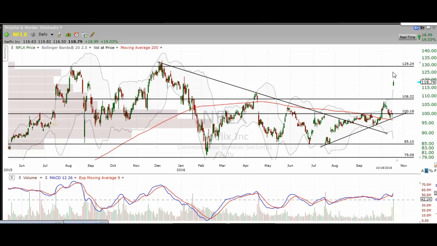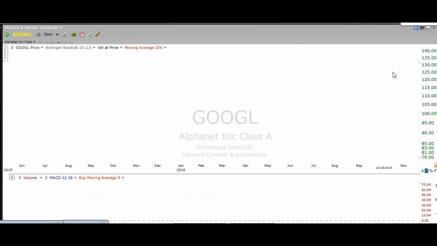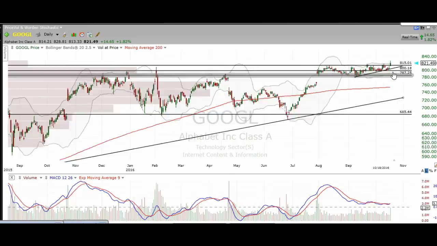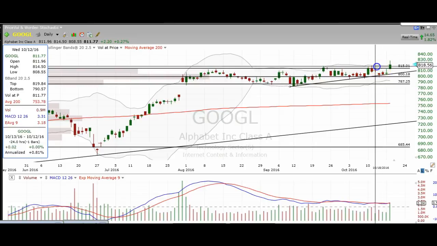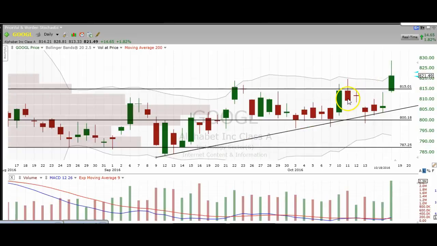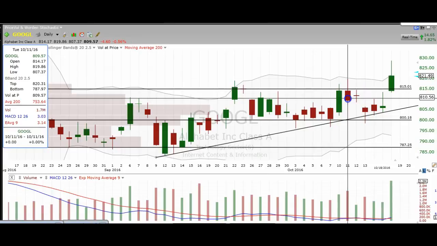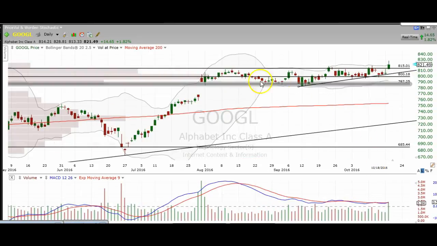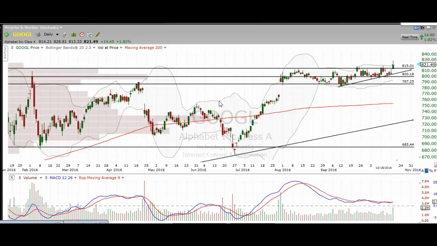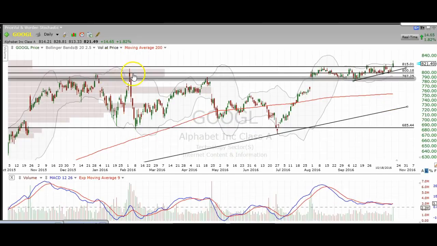The next one we're going to take a look at is Google. And Google, nice bullish action today. It broke out to all-time highs. We closed at all-time highs. The previous all-time high was this candle right here, 819, and we closed over that on some heavy volume. We also broke over all of this resistance right here. These were the previous highs over here. We held above it for a long time.